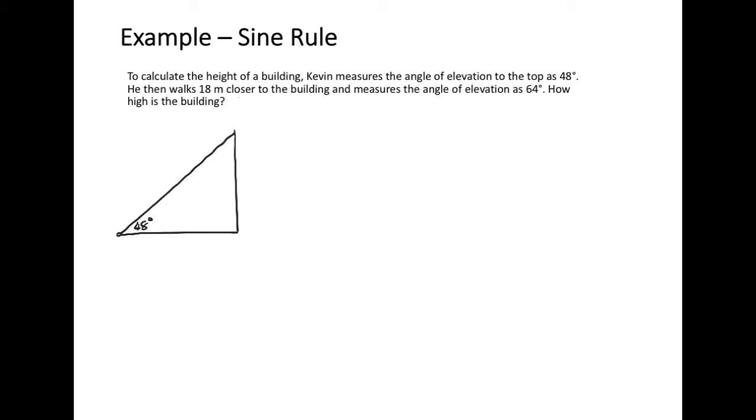And then I also know that Kevin then walks an additional 18 meters towards the building and measures that angle of elevation again, and that is going to be 64 degrees. So I can add in a second measurement, and that is going to be 64 degrees. And I know the distance between those two angles is going to be 18 meters. So what we're trying to find is the height of the building.